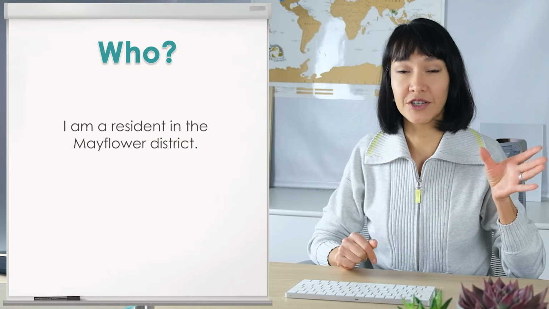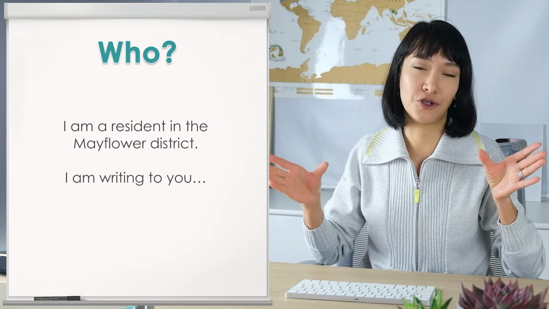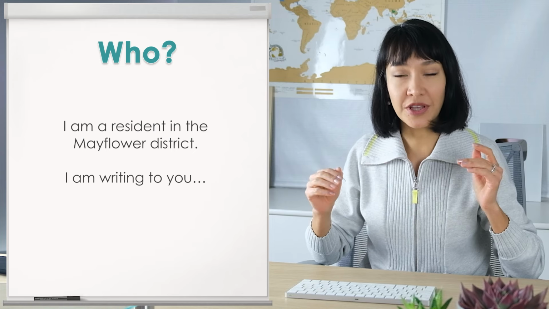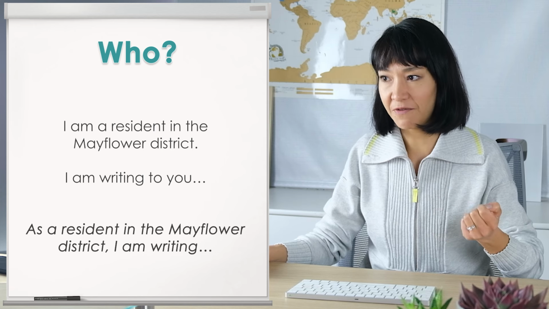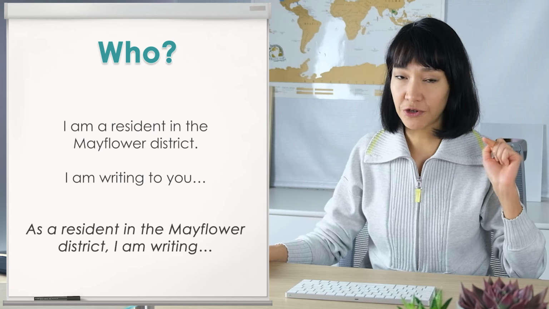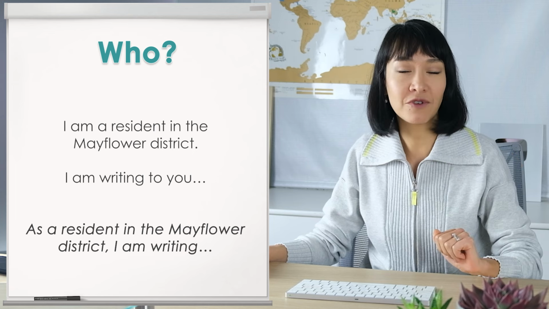Yes, you do get a higher score for complex sentences, but the problem is that a lot of them are incorrect. They're just very long and confusing. So let me show you how to write a sentence like this. We have two simple parts. I am a resident and I am writing to you. So we can join them into one. As a resident in the Mayflower district, comma, don't forget the comma, I am writing.